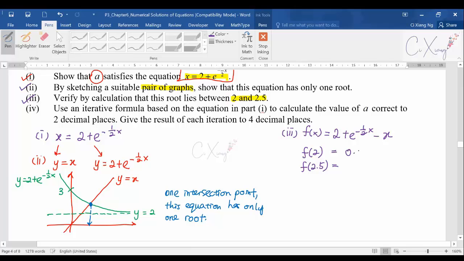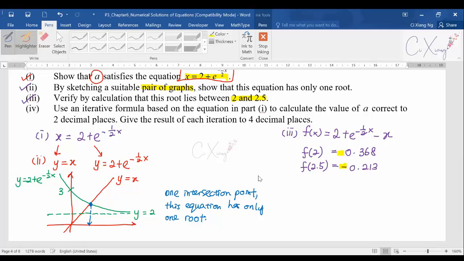So if I didn't make any careless mistake, then this is 0.368, and this is negative 0.213. So very obvious that you can see the sign change. One value is positive, another value is negative. Therefore, you make the conclusion yourself here. I'm not going to make the conclusion for you.